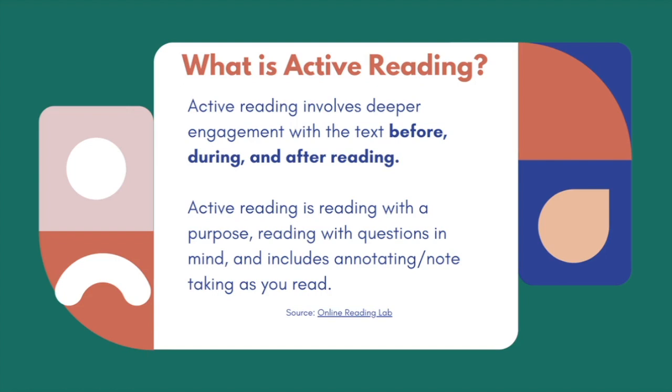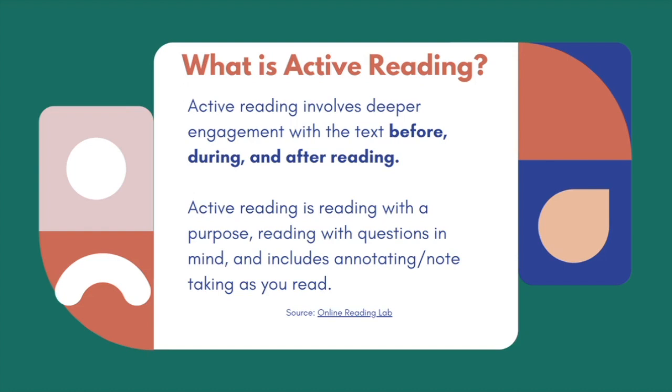So what is that? Active reading is when we use deeper engagement with the text before we read the text, while we're reading the text, and then after reading the text. So active reading really is a process, right? There's a lot of planning that goes into it, and there's a lot of reflection afterwards. Active reading is when you go in with a purpose.